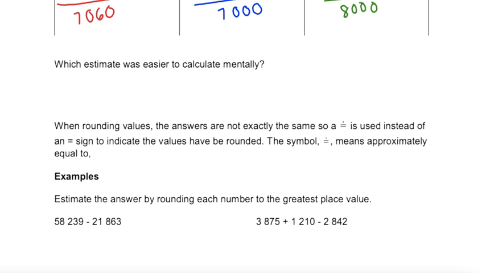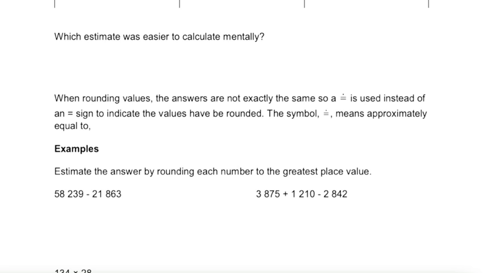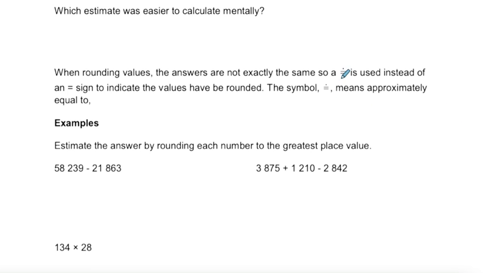So when rounding values, the answers are not always exact. So we need to use a symbol that is an equal sign with a little dot above that. Sometimes that can also be shown as a squiggly equal sign as well. And that's used instead of an equal sign because an equal sign signifies an exact answer, whereas the symbol with the dot shows that it's been rounded. So it's an approximation. So the answer is approximately equal to whatever is being given to us. So it's not an exact answer, it's an approximation.